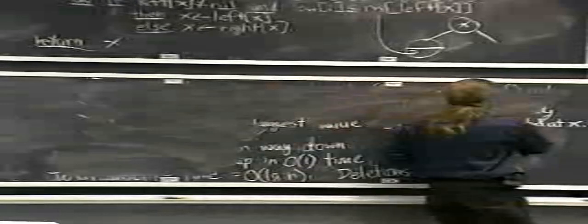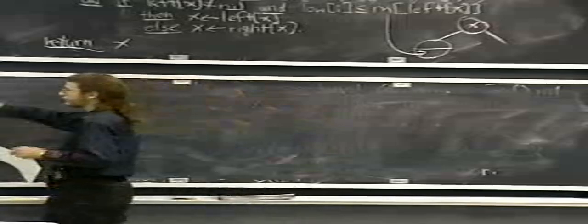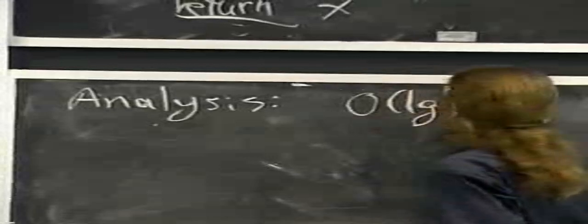Before I do correctness, I want to do a quick analysis. How long does this algorithm take? Logarithmic, right. Again, I spend constant time at each level. If I use a red-black tree, keep it balanced, then I know the running time is order log n. Cool.